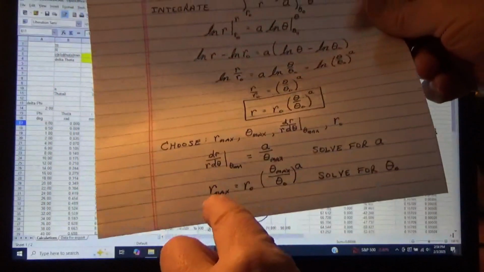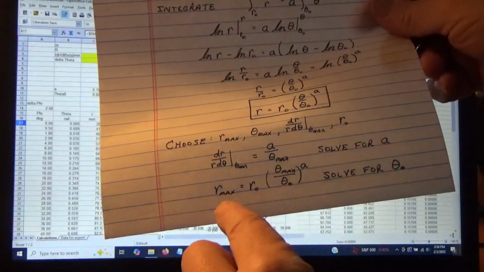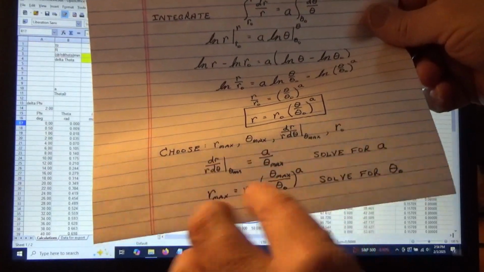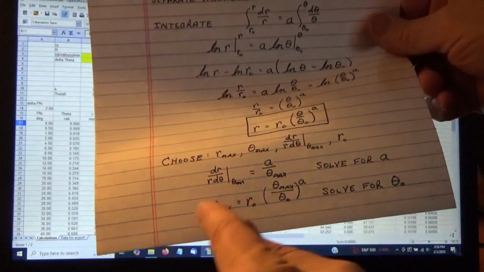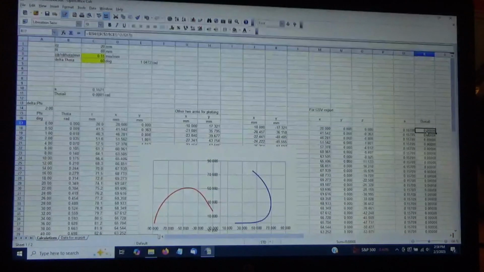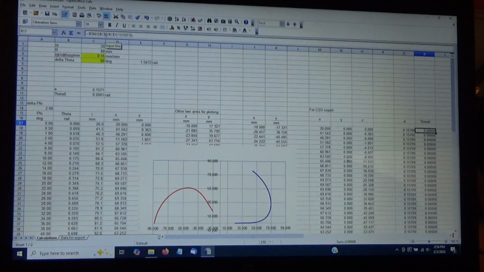Then we need theta naught, and so we need that value. So take R max divided by R naught, raise it to the 1 over A, and then pull it over to this side and solve for theta naught. So here we go, E4, there's theta naught, there's the ratio of our radiuses, raised to the 1 over A, that's this estimate that we had there.